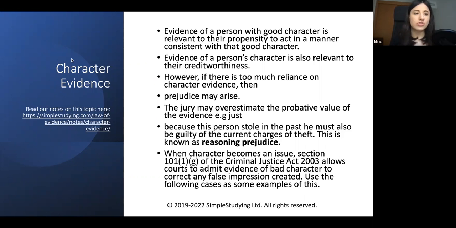So good character evidence or bad character evidence can actually be biased for the jury to make the decision. So sometimes they have to balance it. If there is good character evidence provided, they may also introduce the bad character evidence to balance it out.